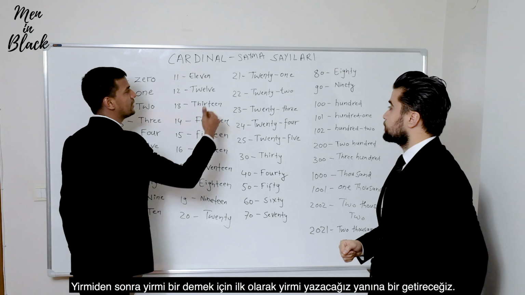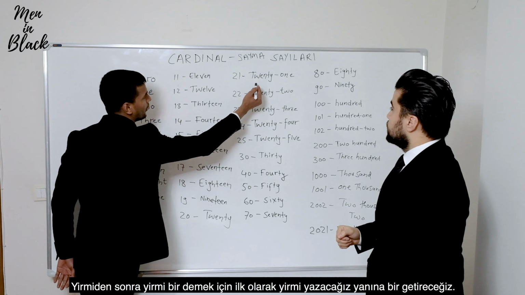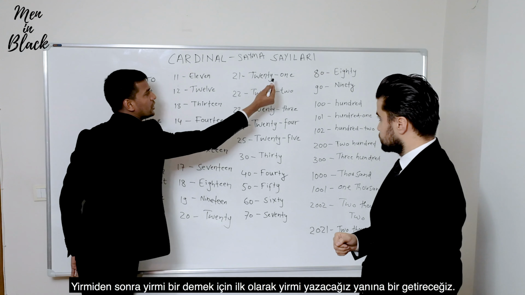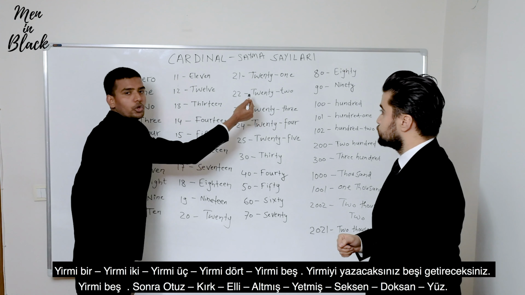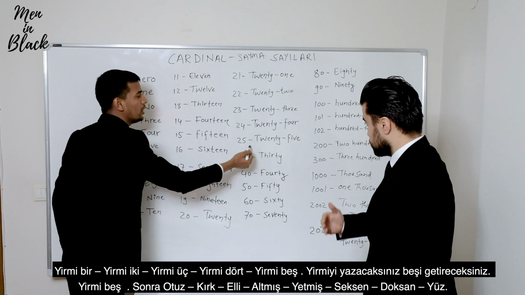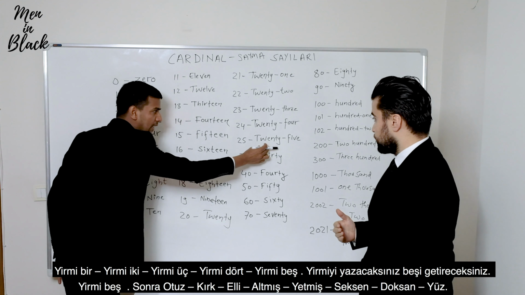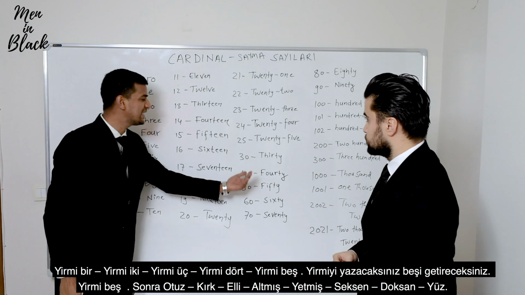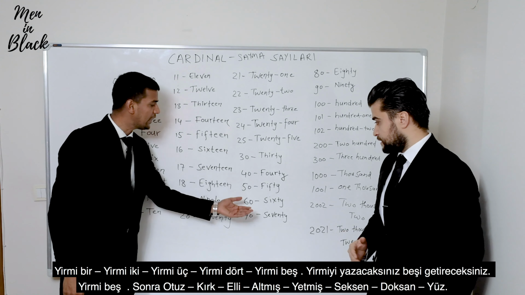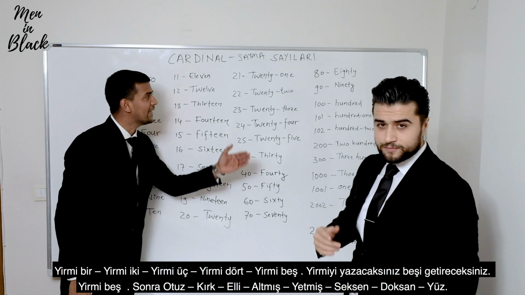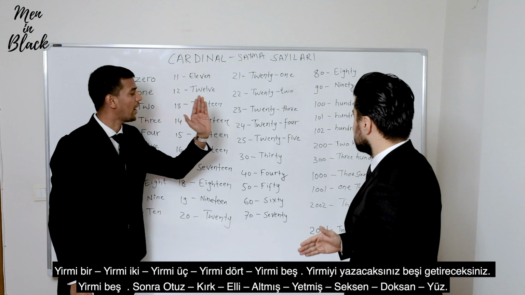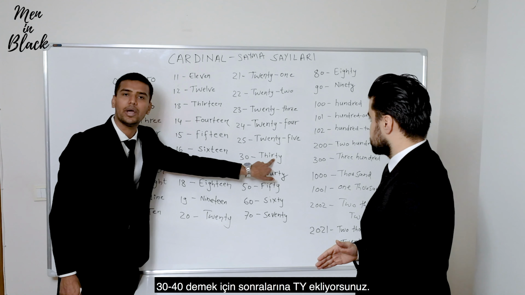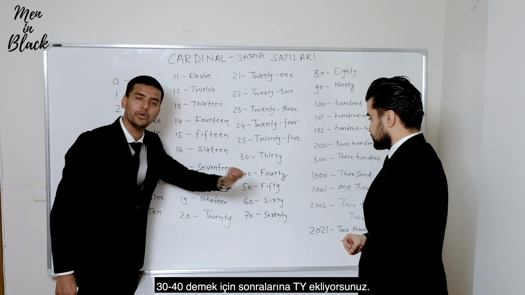After 20, you will say 21. So you will write 20 and you will bring 1 from here to here. So it will be 21, 22, 23, 24, 25. You write 20 and you will bring this 5, 25. After that, 30, 40, 50, 60, 70, 80, 90, 100. So when you say 30, 40, just you have to add ty, ty, ty.